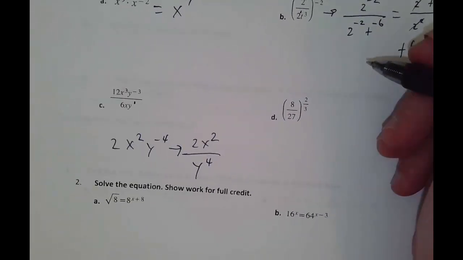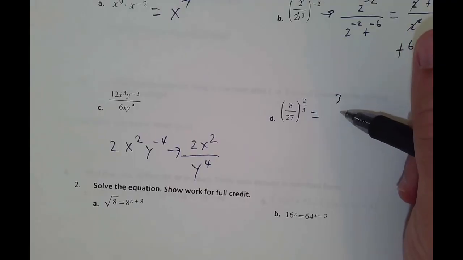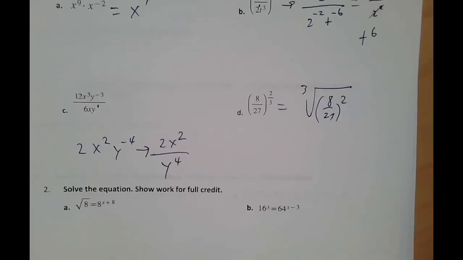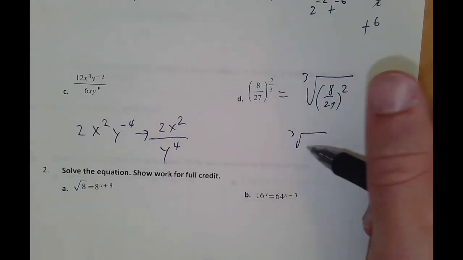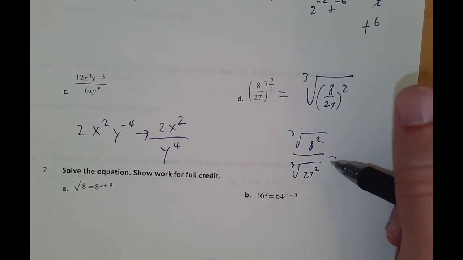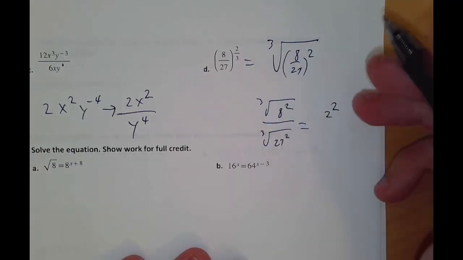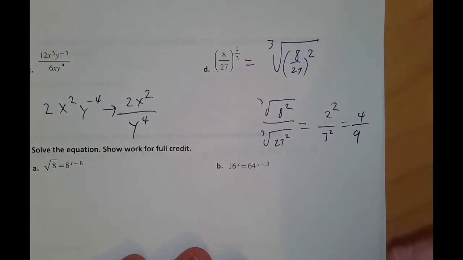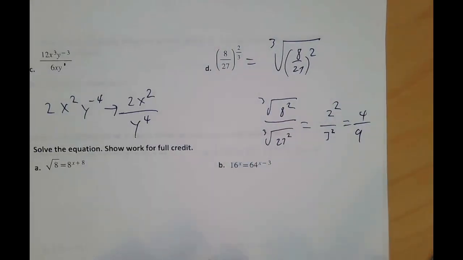Last one here. 8 over 27 to the 2/3. That is the same as the third root of 8 over 27, squared. So that's the same thing as the third root of 8 squared over the third root of 27 squared. Now the third root of 8 is 2, so this is then just 2 squared. Third root of 27 is 3, so that's just 3 squared, so it is 4/9. Remember that the denominator is the root, the numerator is the power.